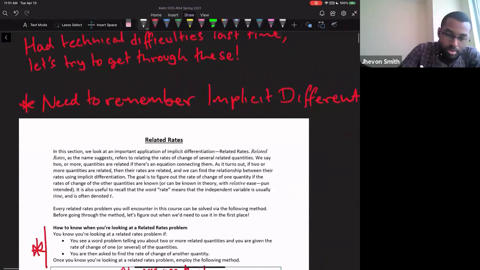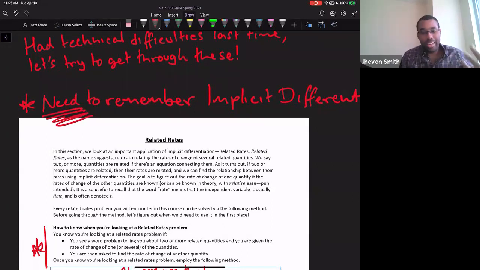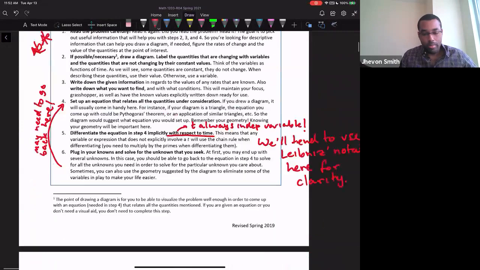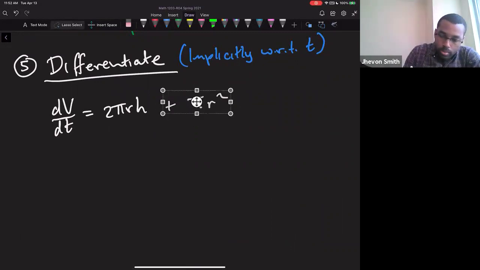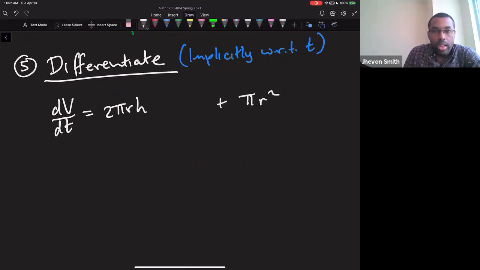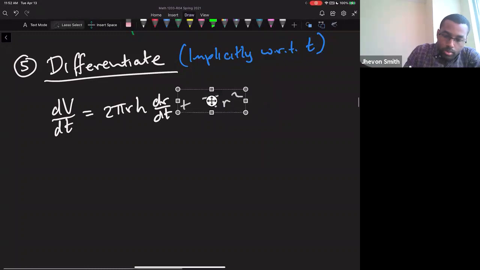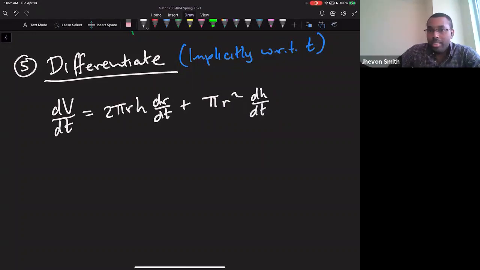Like you need to remember how to do implicit differentiation. Go back and review it. I don't really have time to teach it again. If you differentiate anything that is not the independent variable, you need to multiply by the derivative. We just differentiated an r. You need to multiply by dr/dt. In the second case, you differentiated an h. You need to multiply by dh/dt, right? It's implicit differentiation, right? So that's what we have.